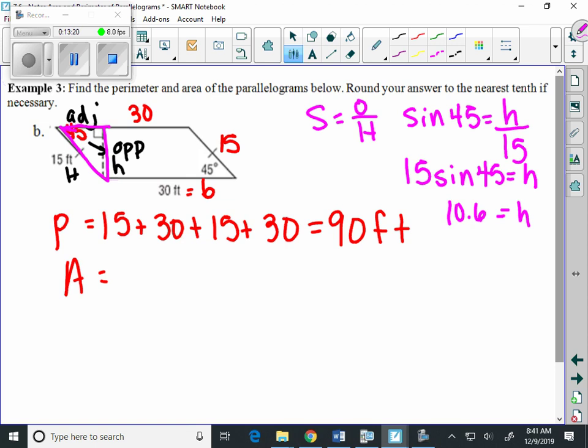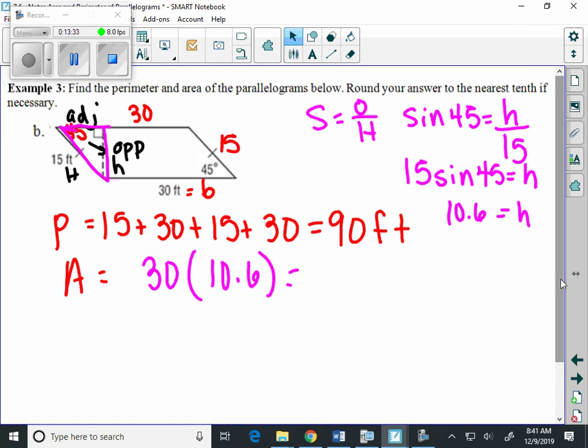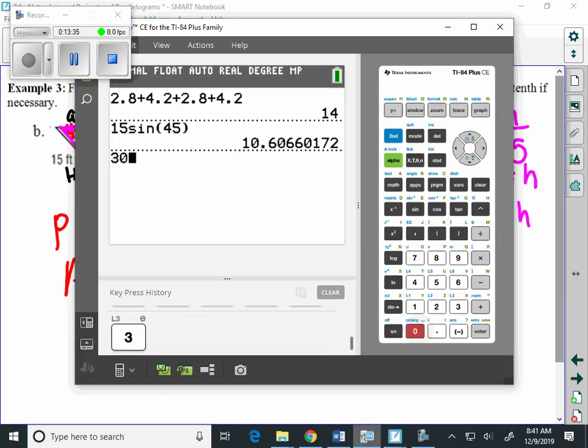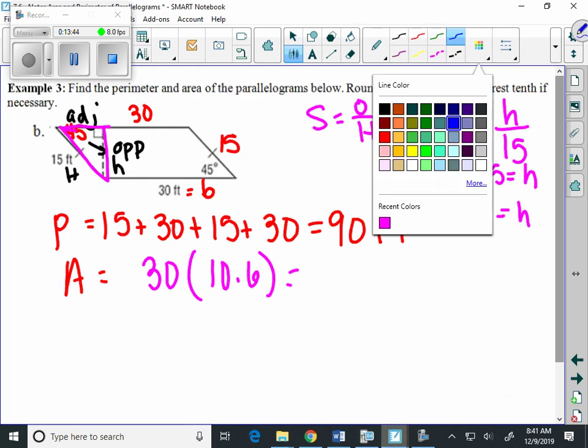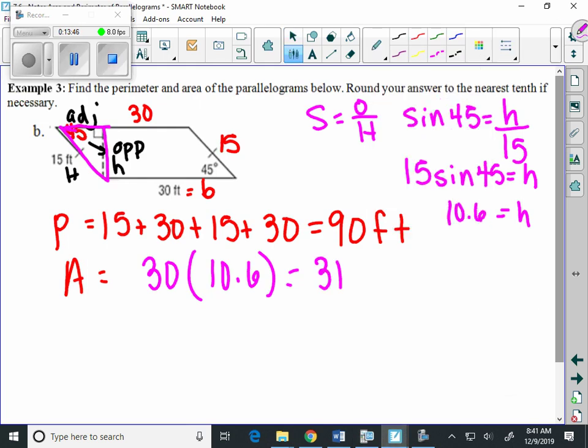And now that we know that information, again, area is base times height. So our base is 30. Our height is this value that we just found, the 10.6. And we can type that in our calculator. 30 times 10.6. Again, feel free to use Desmos. And what we end up with is 318. Area is measured in square units.